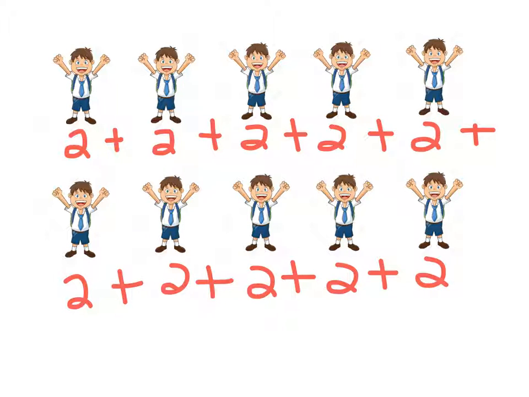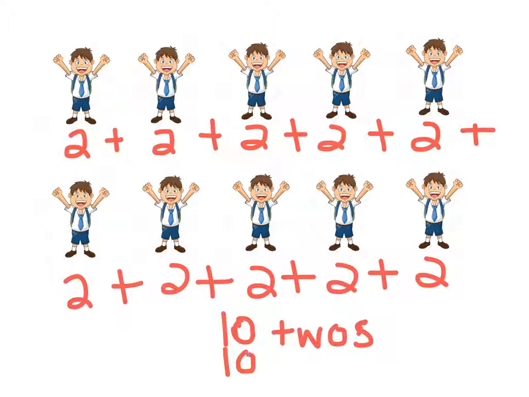So another way you could represent that is by saying how many 2's there are altogether. I know that when I count all my 2's, I have 1, 2, 3, 4, 5, 6, 7, 8, 9, 10. So another way I could represent this is by saying there are 10 2's. There are 10 2's. Or a third way I could say that is by saying there are 10 groups of 2.